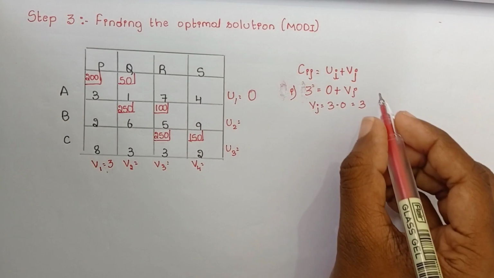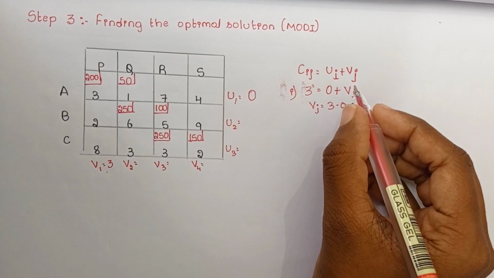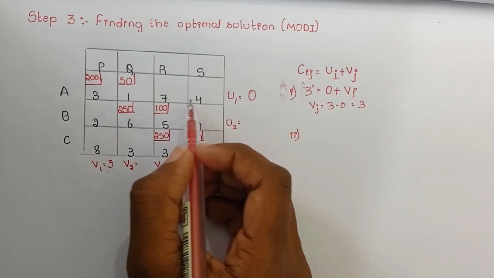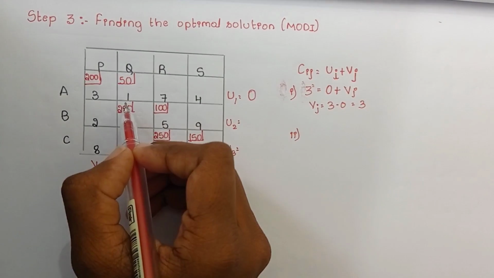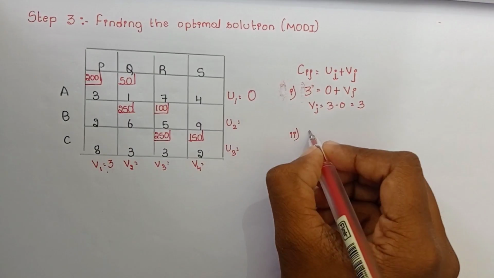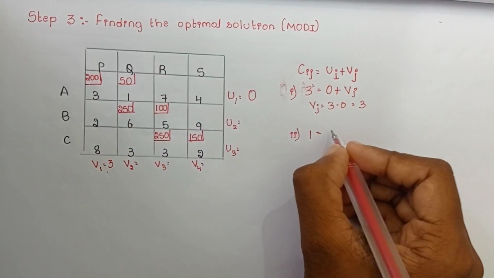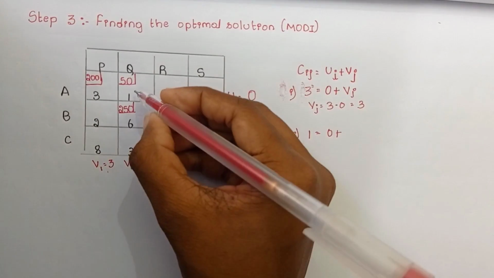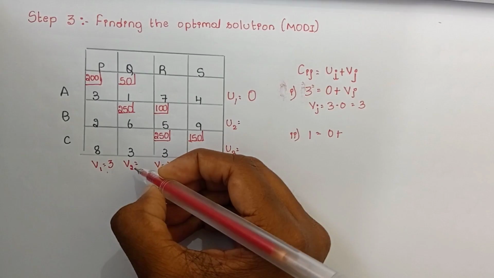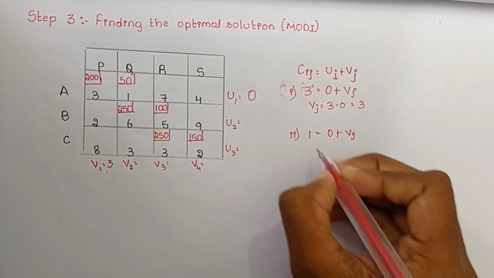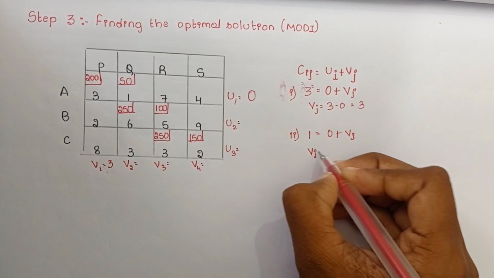We are using this formula only for the occupied cells. The second occupied cell in the first row is 1, so the Cij value is 1. 1 is equal to the U value, which is 0, plus the V value for this cell, which is not yet known, so I will write Vj. I want the Vj value now.